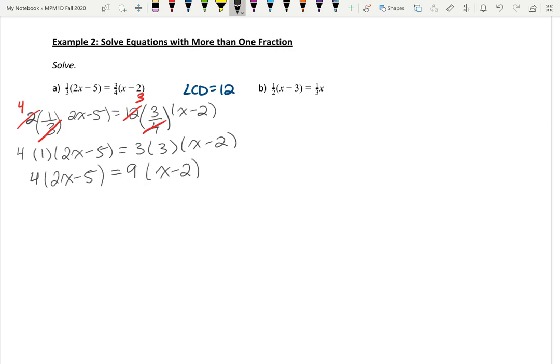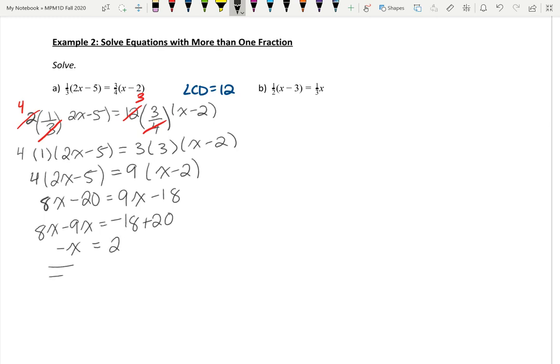4 times 2x is 8x. 4 times negative 5 is negative 20. 9 times x, 9x. 9 times negative 2, negative 18. Bring in all my x terms to one side and all my constants on the other. So I'm going to write negative x. I'm not going to write negative 1x. I understand that negative x means that the coefficient is negative 1. So negative x is equal to 2.